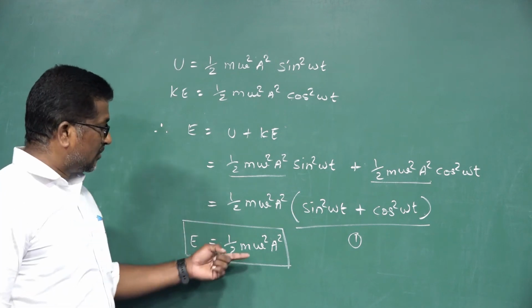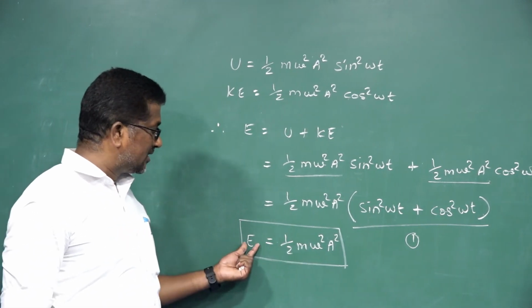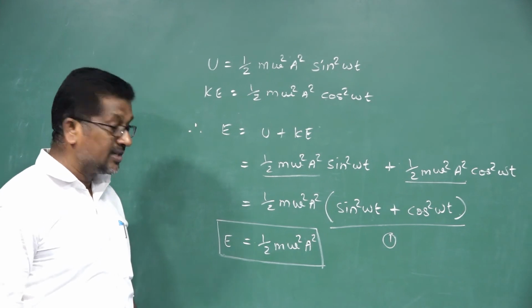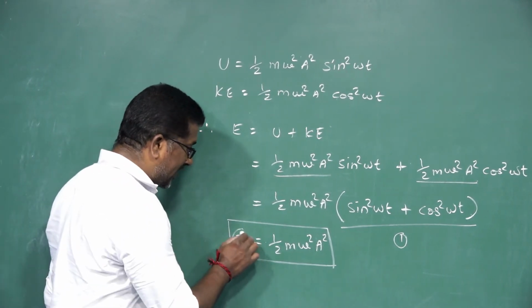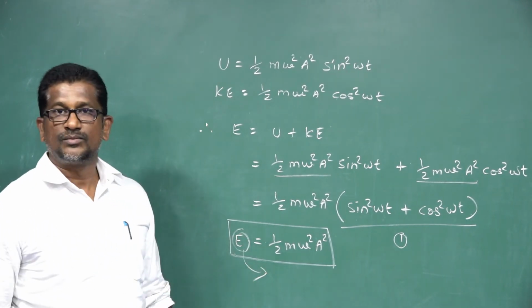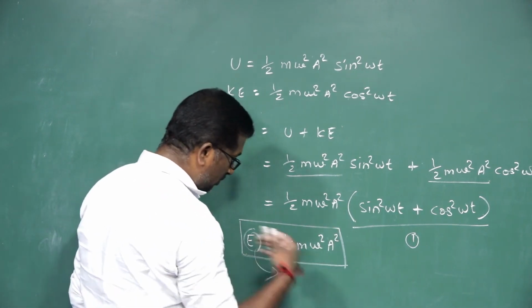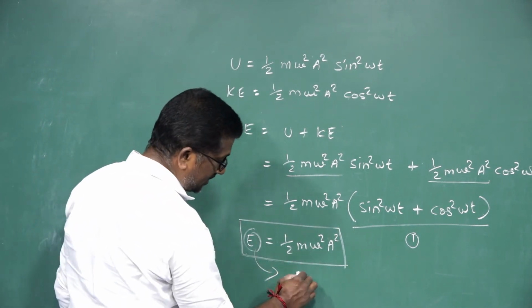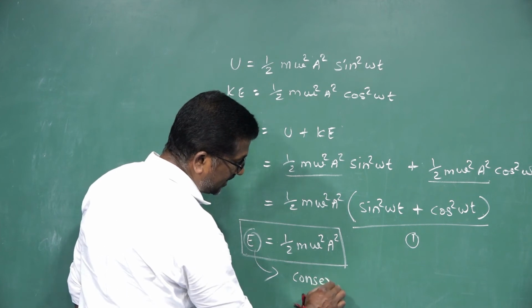So from this equation, that is the total energy of the particle in simple harmonic motion, it is clear that the total energy value is always a constant. This equation obeys the law of conservation of energy.